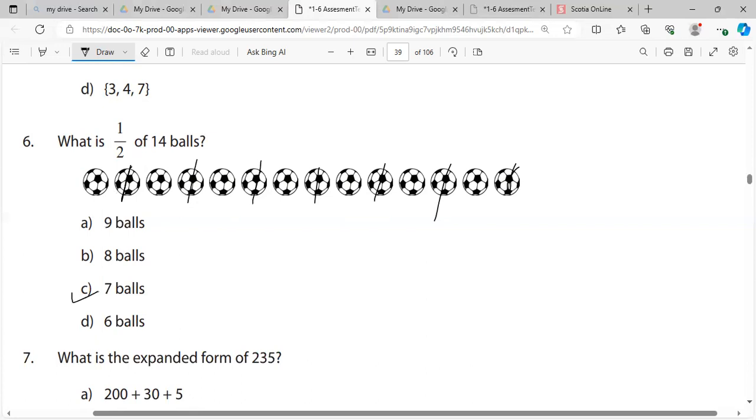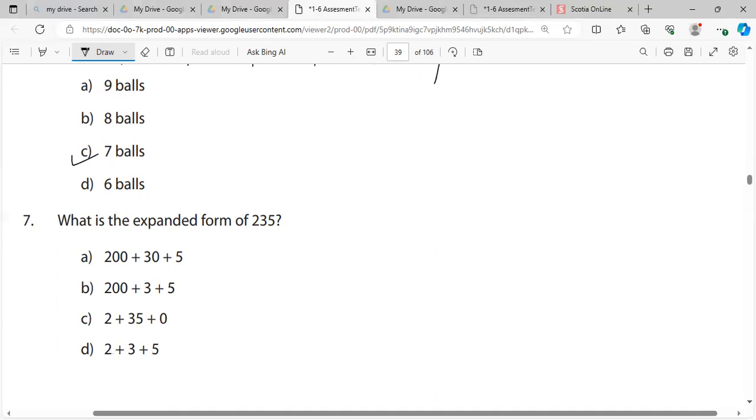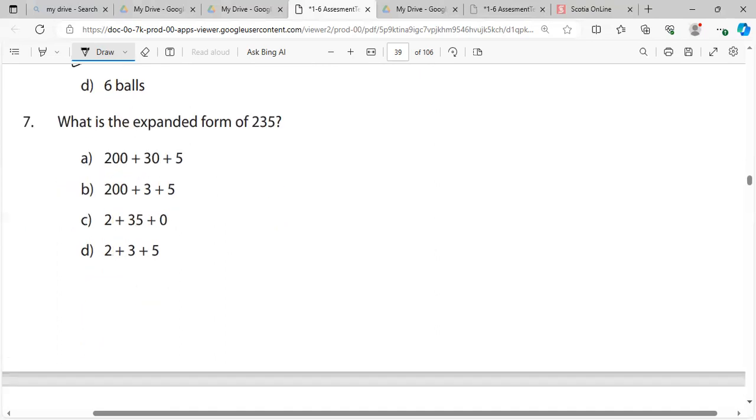Alright, let's look at number 7. It says, what is the expanded form of 235? So we have 200, so that's 200. Next we have 30 and 5 ones. So let's have a look which one matches. And that would be A. So number 7 is A.